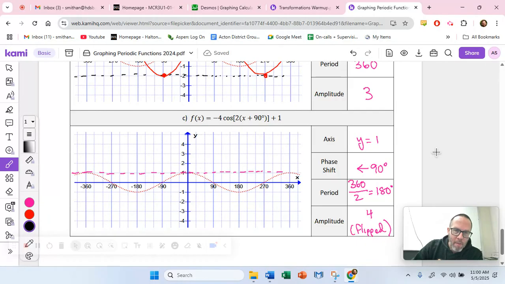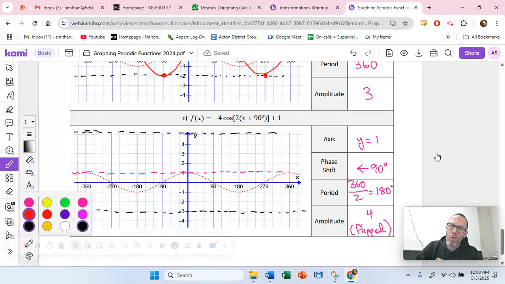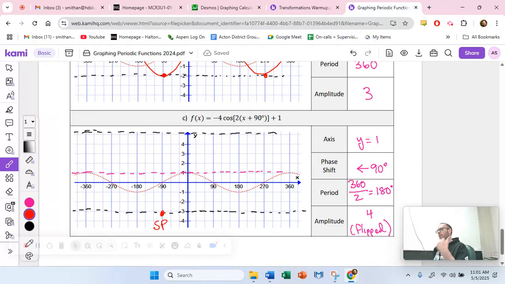Draw the axis, draw the max and mins. 4 above, 4 below. Where do we start? Cosine usually starts at a max. So if this was 4 cosine 2x plus 90, I would go left 90 and start at a max. But it's flipped. So instead of going left 90 and starting at a max, we're going to go left 90 and we'll start at a minimum down here. Why there? Phase shift is left 90. Why the minimum? Because our graph is flipped. And 1 point unlocks everything.